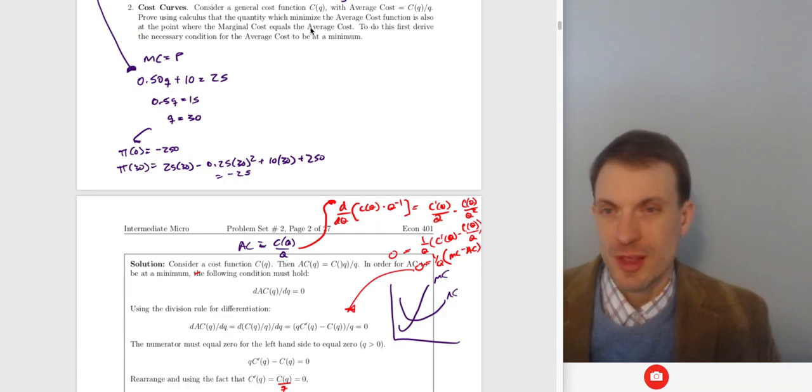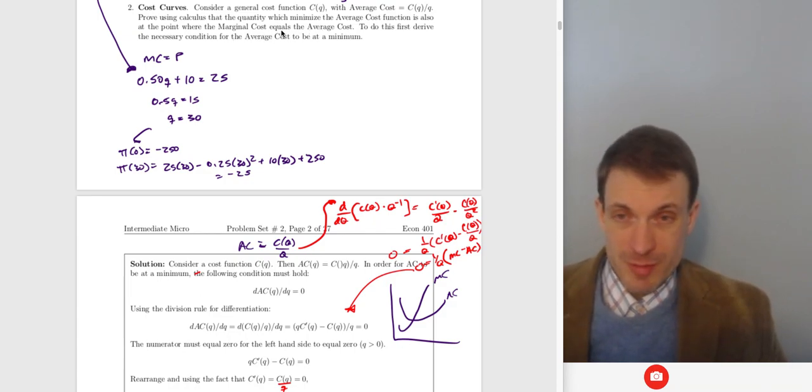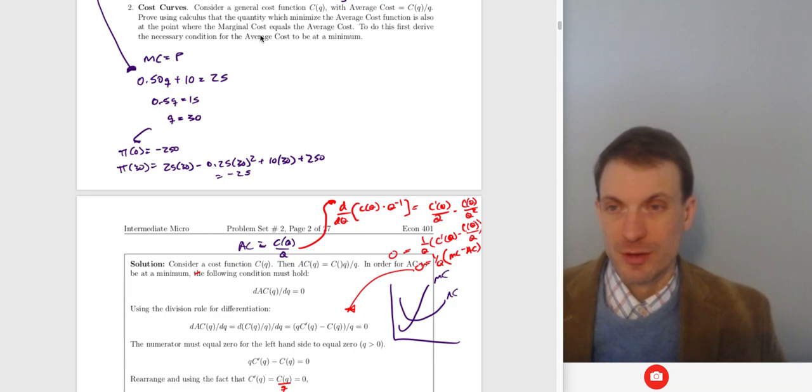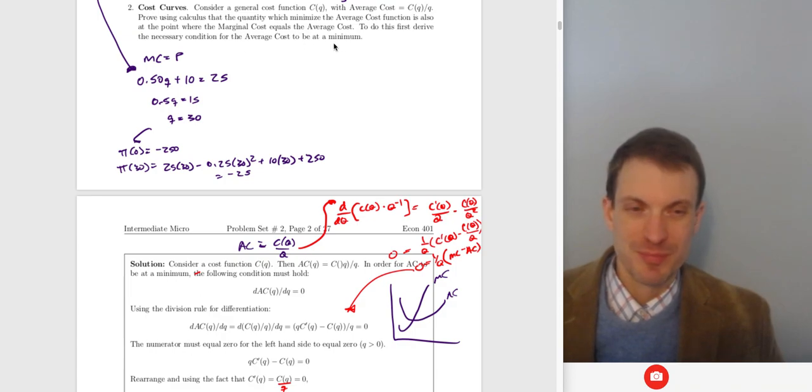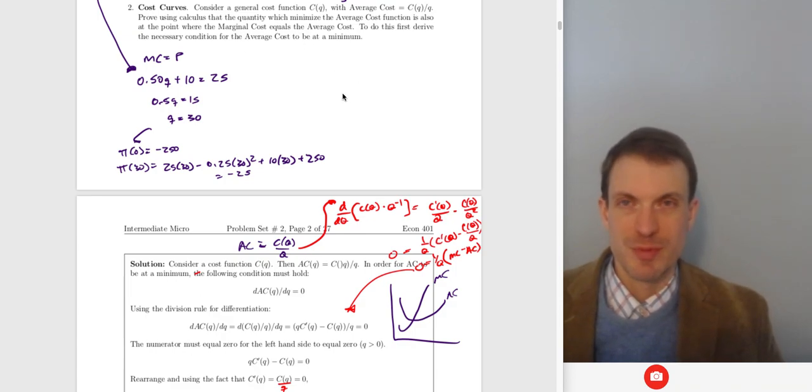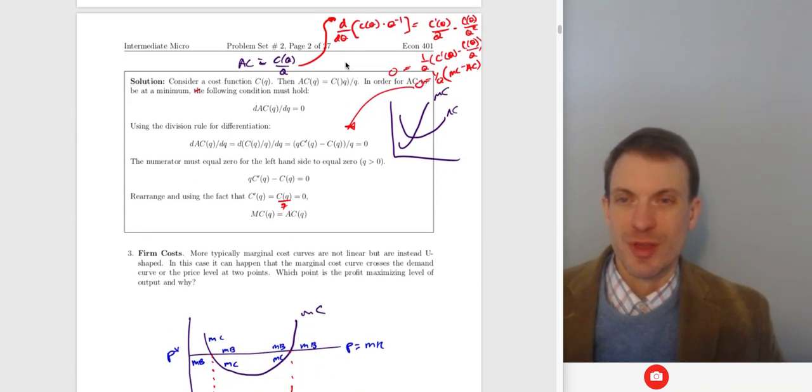All right, consider a cost function and then show using calculus that the point where the minimum of the average cost function is exactly where marginal cost equals average cost. So we'll just want to derive the first order condition for the average cost to be a minimum. Just take average cost, take the derivative with respect to output, and you're done. So we got it. So here is average cost. It's just C of Q divided by Q.